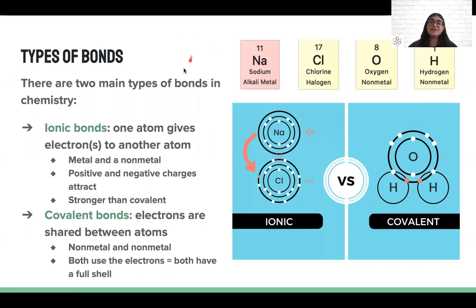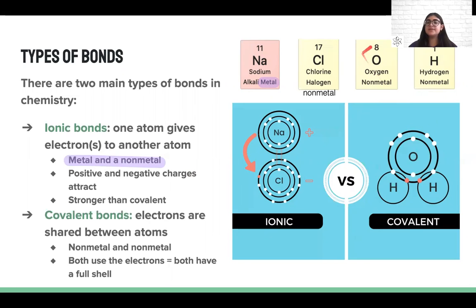Also, something curious to notice is that in the ionic example, we have sodium, which is a metal. We can tell because it's found in the first column of the periodic table, but also because in this case it says alkali metal, versus chlorine, which is a halogen. That means that it's a non-metal. It's just being more specific. And so based on that, we can see that ionic bonds happen between a metal and a non-metal.